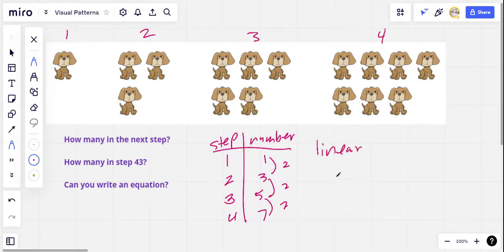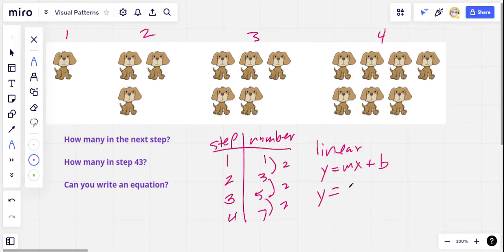So when we figure out an equation for a linear pattern, we can use the equation for a line. And that general equation in the slope-intercept form, we write out as y equals mx plus b. In this case, the y is going to be our total number of puppies in any step, and x is going to be the step number. The m, when you're using this equation to graph a line or to model a line, is usually the slope. In this case, we can think of it as the rate of change, or how much the pattern is growing between each step, and that is going to be our 2.